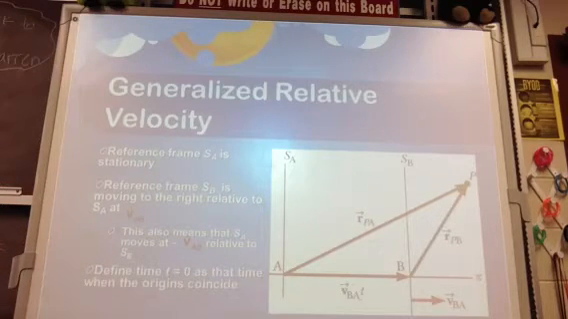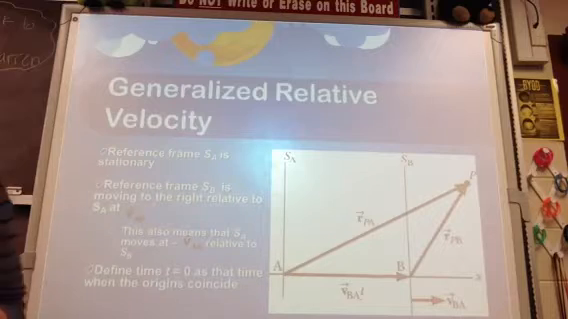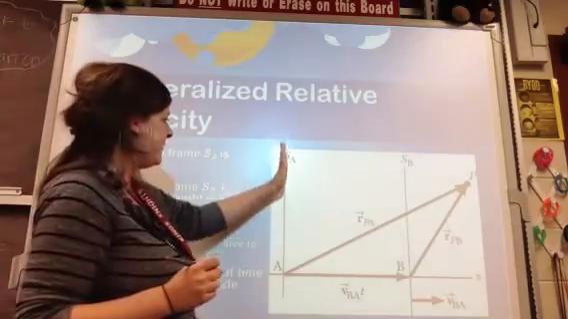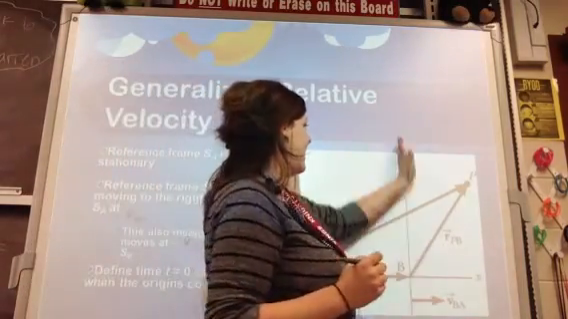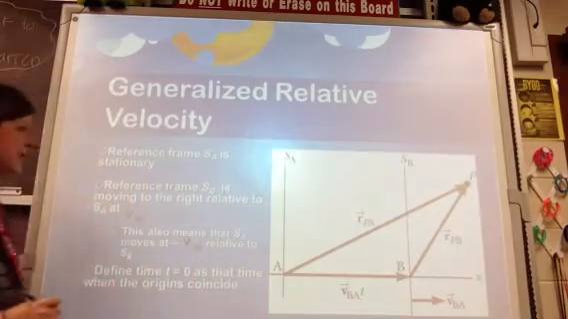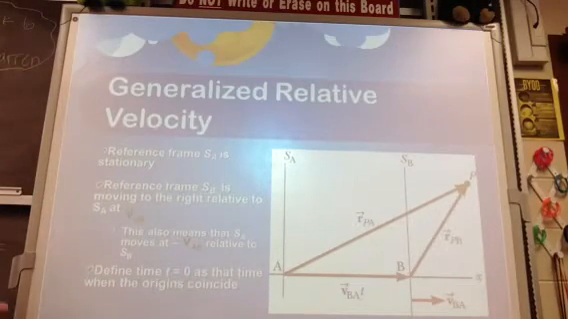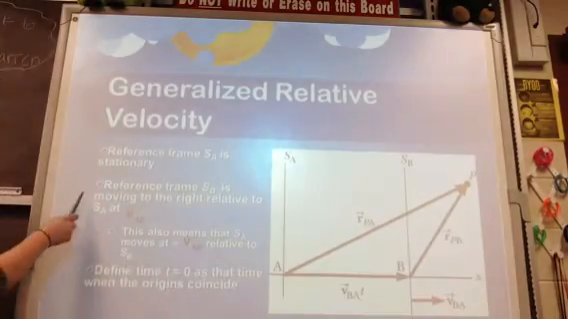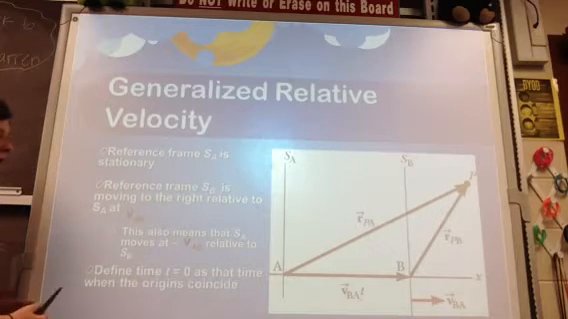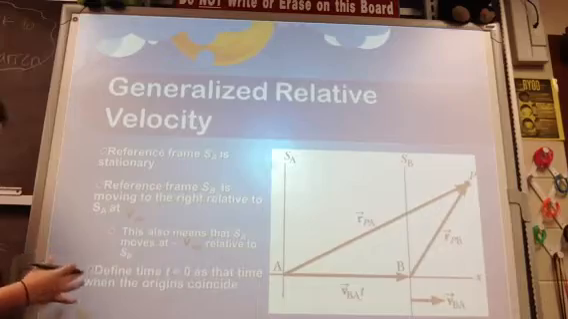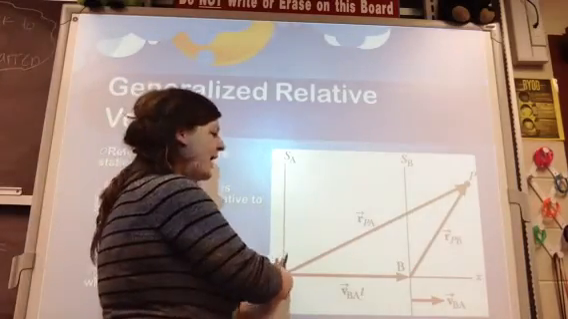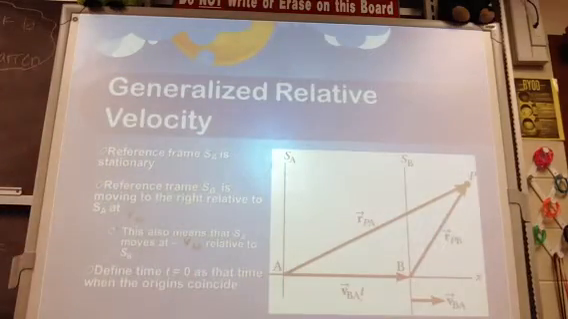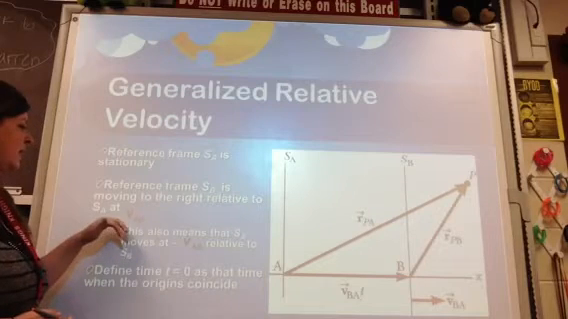Okay, so we can generalize relative velocity and reference frames. The reference frame for SA is stationary. I have a reference frame SA, and I have another reference frame SB. SA is going to be stationary, and SB we're going to have moving. So the reference frame for SB is moving to the right relative to SA, at some velocity. I'm going to call that velocity VAB.